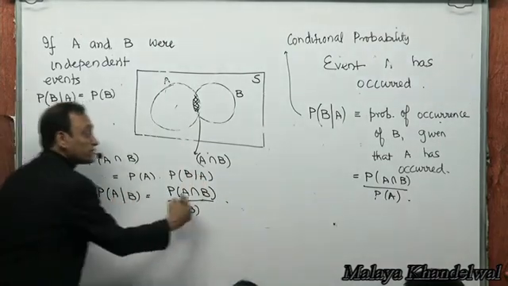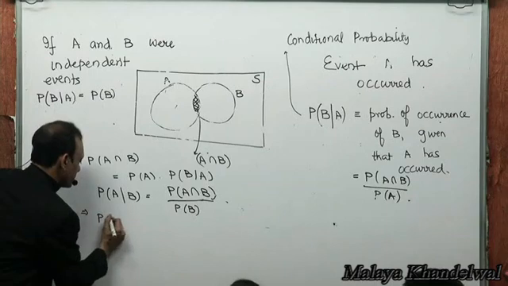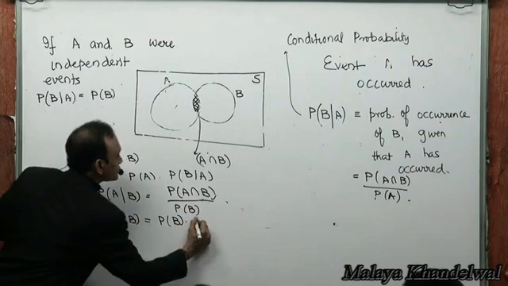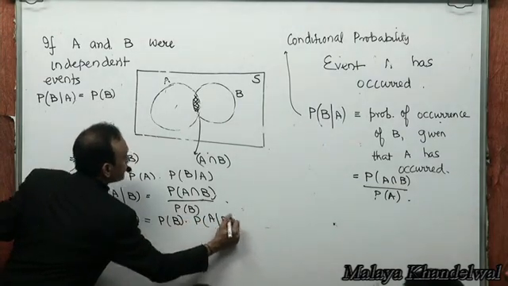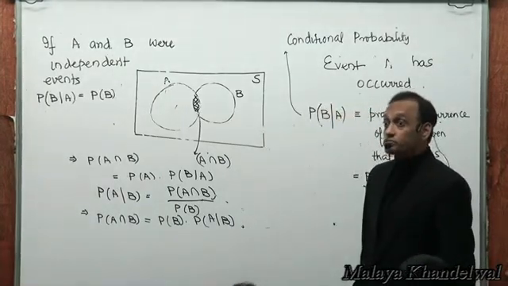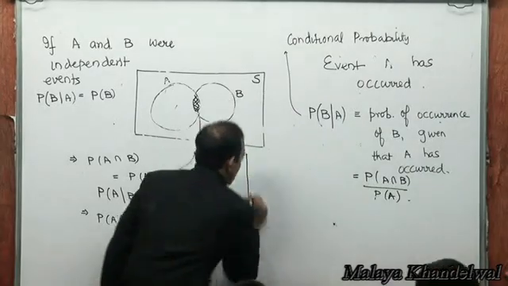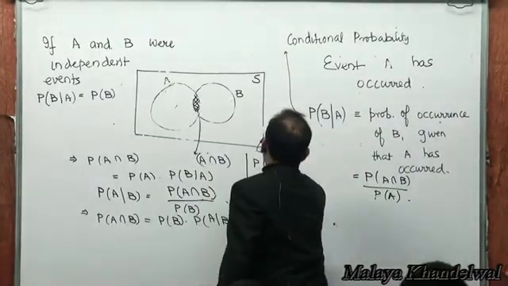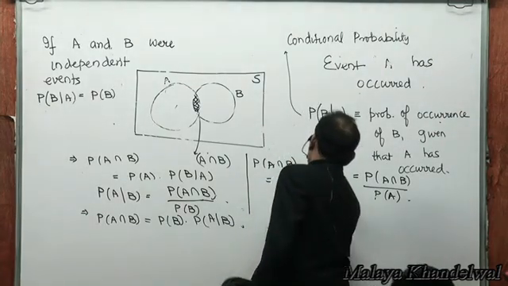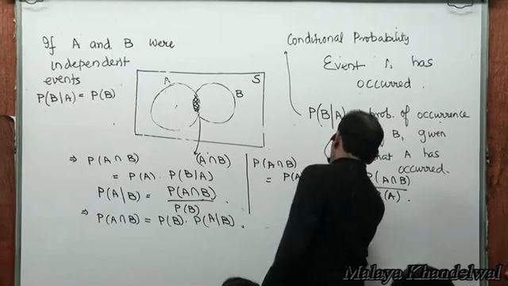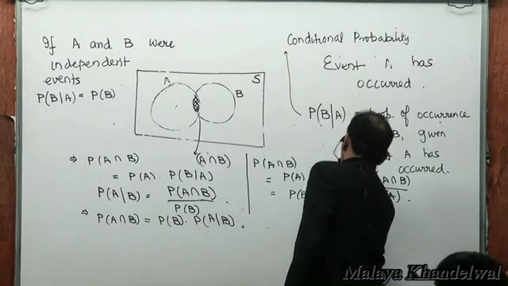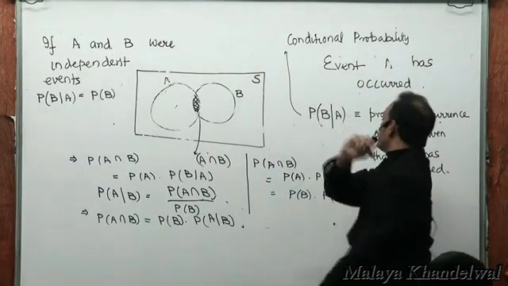That means another way to write the probability of A intersection B is the probability of B times the probability of A given that B has occurred. This will be crucial. That means the probability of A intersection B could have been written in two ways: the probability of A times the probability of B given that A has occurred, or the probability of B times the probability of A given that B has occurred.